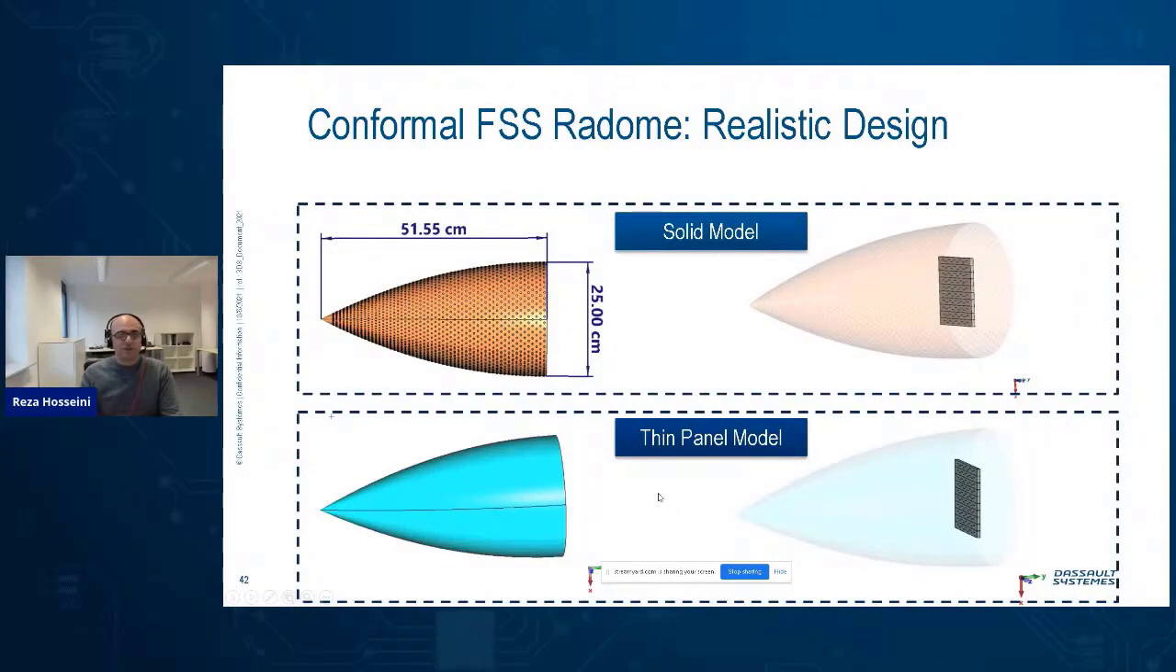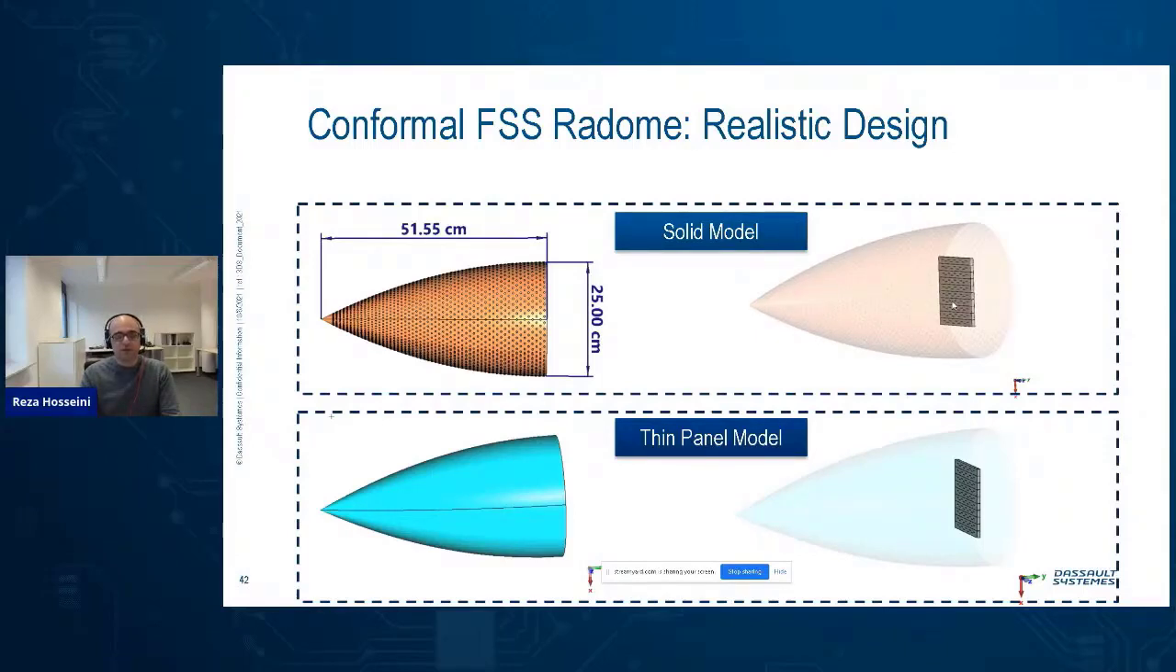Last but certainly not least, we are going to the conformal FSS radome. I call it a realistic design. This is a cone shape radome. We used our idea of FSS and wrapped that surface around a cone-based shape, and inside that we have our slotted array of waveguides to work as an antenna, as a source.